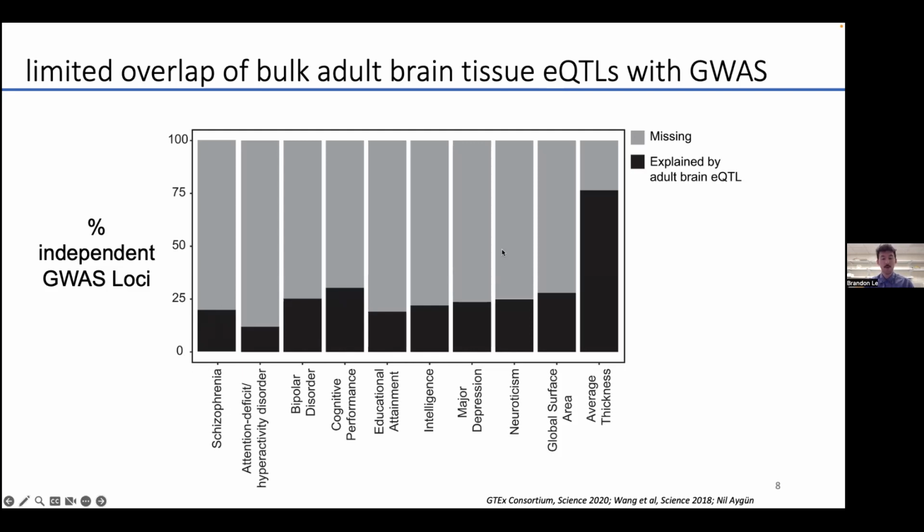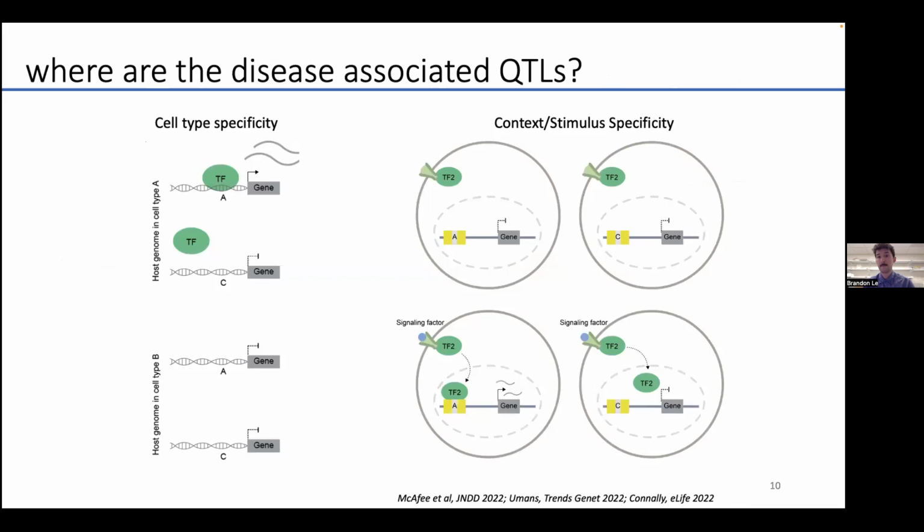So where is all the rest of this heritability for these disorders hiding? People in the field have been calling this recently missing regulation. These variants seem to be exerting an effect that we haven't fully understood yet. So where might this stuff be hiding?